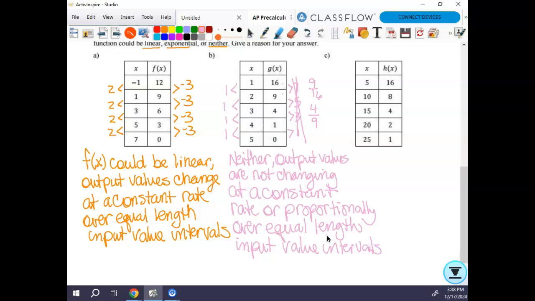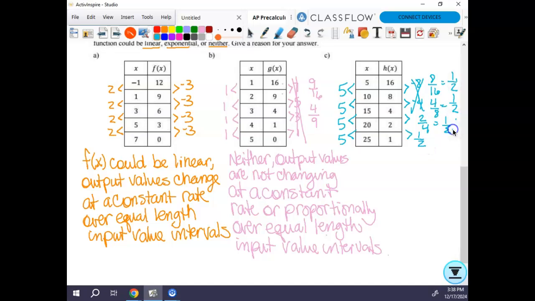Okay, well, I didn't leave myself near enough room to write the last one, but that's okay. All right, so here, equal length input value intervals, it is okay that they're not 1, but they are the same. So if I do 8 minus 16, that's negative 8. This would be negative 4, so not changing at a constant rate, not linear. But if I put 8 over 16, gives me 1/2. 4 over 8 gives me 1/2. 2 over 4, 1/2, and then 1/2.